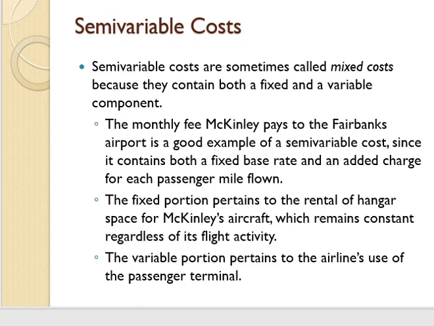So for example, the monthly fee McKinley pays to the Fairbanks Airport is a good example, since it contains both a fixed base rate and a netted charge for each passenger mile flown. The fixed portion pertains to the rental of the hangar space for the aircraft, which remains constant no matter how much I use it, and the variable portion pertains to the airline's use of the passenger terminal.